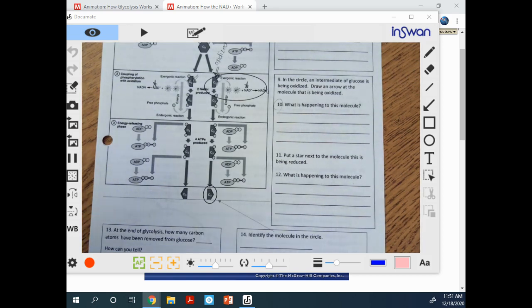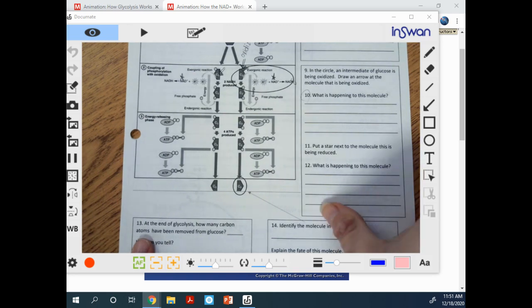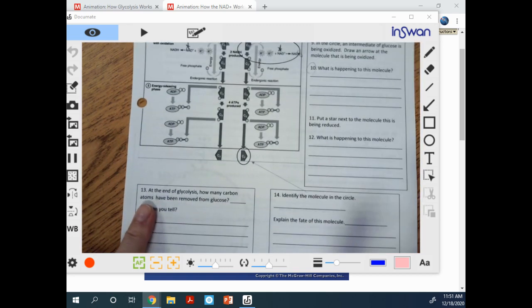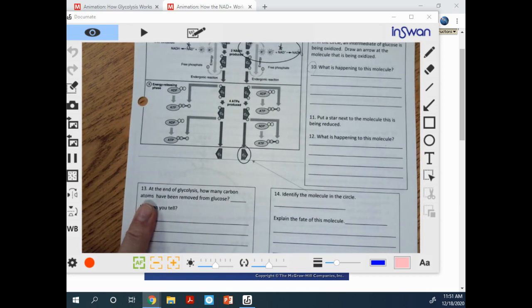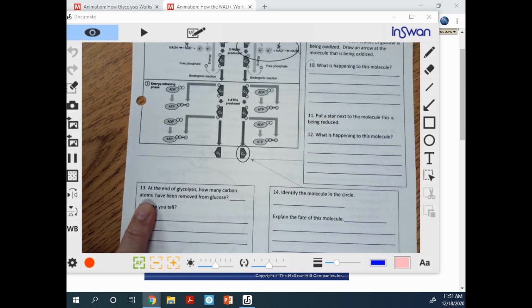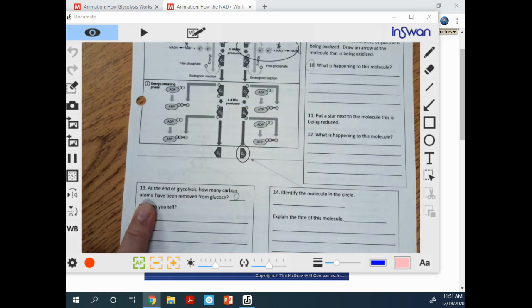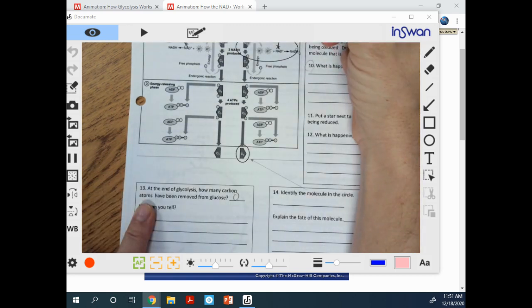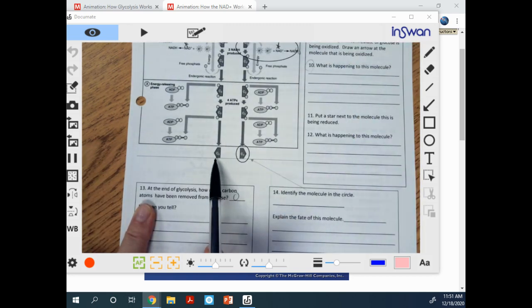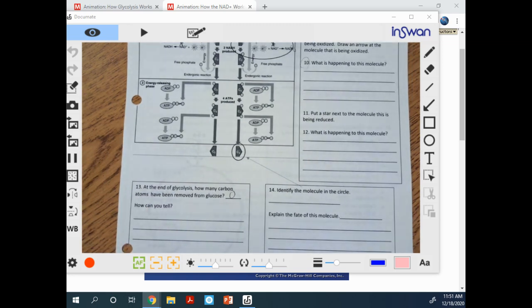All right, number 13. At the end of glycolysis, how many carbon atoms have been removed? Does that make sense? They're all 6 still there. Haven't taken off a C and removed it. How can you tell? It's because we started with 6 and we still have 6, 3 in each pyruvate molecule. That's why it says C3.